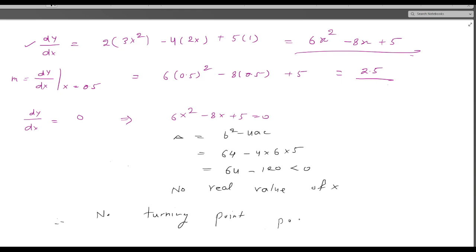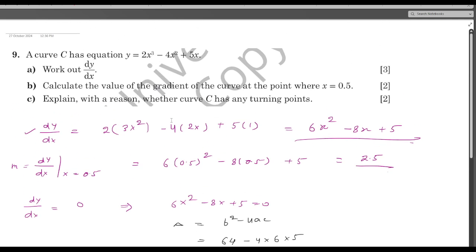Okay. So here dy by dx equal to 0 does not give me any real value of x. Therefore no turning point. Right. Okay. So this is your exercise 9.